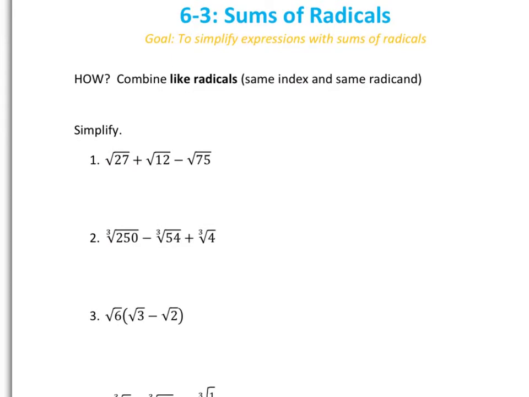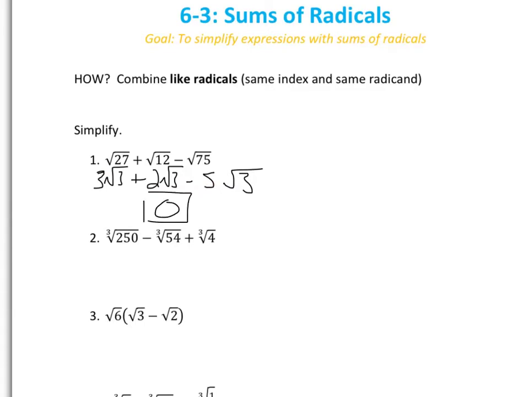We know that square root of 27 is going to be 3 square root of 3. Square root of 12 is going to be 2 root 3. And square root of 75 we break down and it's 5 root 3. So once we get to this point, we've got same index, same radicand. We can just start combining our coefficients. We've got 2 plus 3 is 5, minus 5 is 0. So the answer for this one is just 0.